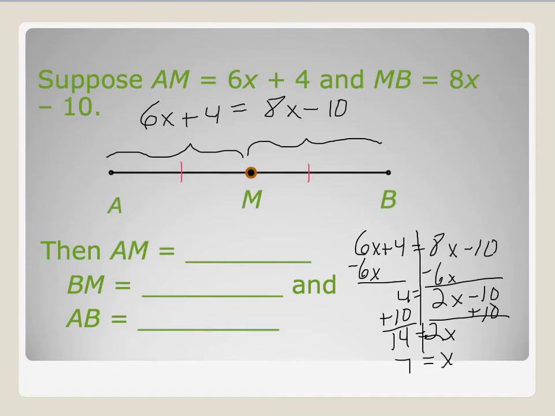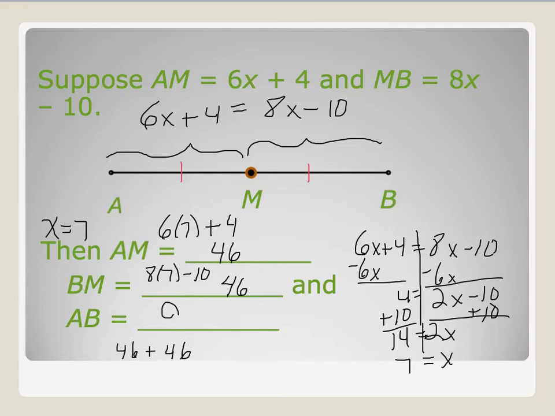Okay, so if x is 7, and we want AM, we need to substitute 7 in for x. So 6 times 7 plus 4. Well, 6 times 7 is 42, plus 4 is 46. Same thing with BM: 8 times 7 minus 10. Well, 8 times 7 is 56, minus 10 is 46. We want them to be equal, and they are. That's a good thing. So to find AB, we're going to add them together. 46 plus 46 gives us 92.